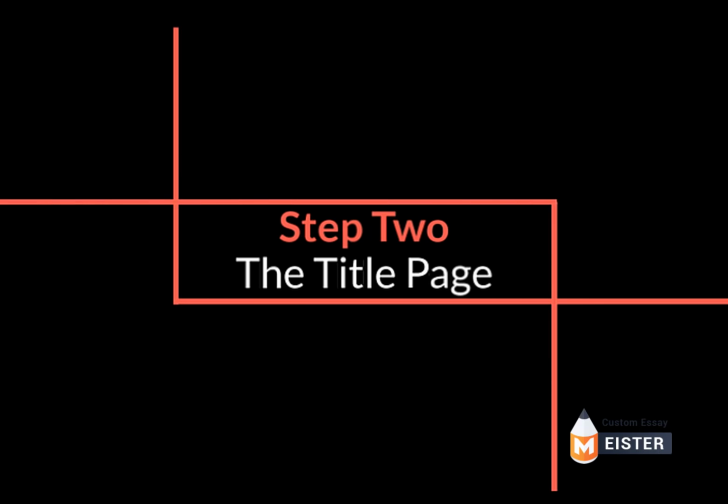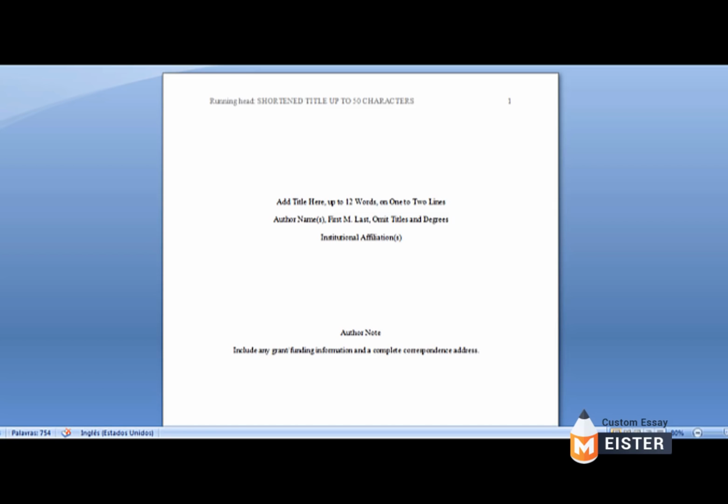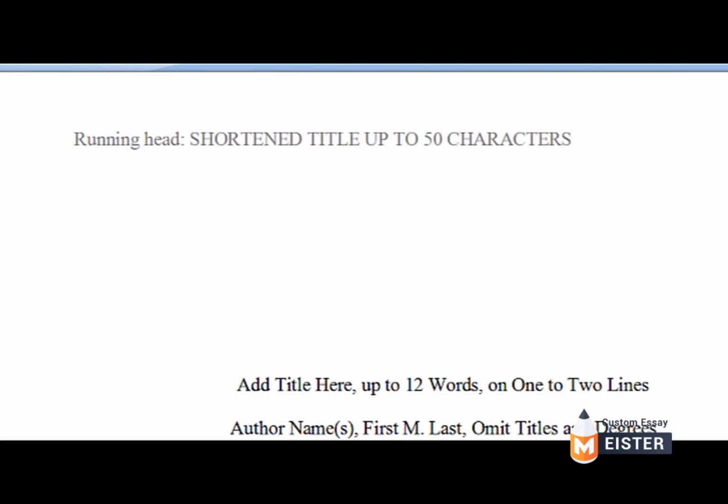Step 2. The title page. The title page of an APA paper includes a shortened version of your title in the header with the words "running head" before it. It cannot exceed 50 characters, including spaces and punctuation. The running head's title should be in capital letters.